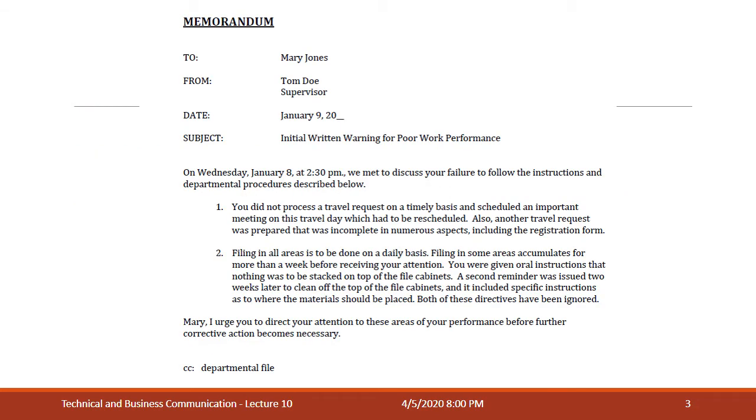This is an example of a memo given to Miss Mary Jones by Tom Doe, for her poor work performance. You can see in this that Tom Doe has used a formal way of writing, and it has gone directly to the subject. It tells her that her performance is not good and needs to improve. In this memo he has told her the two points where he thinks her performance lacked, and then he has kept this in the departmental file as well.